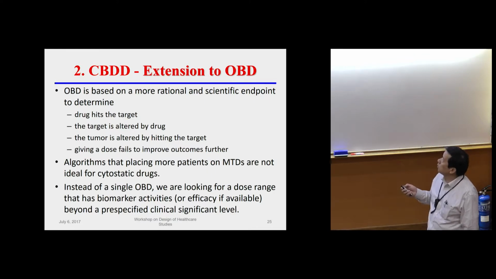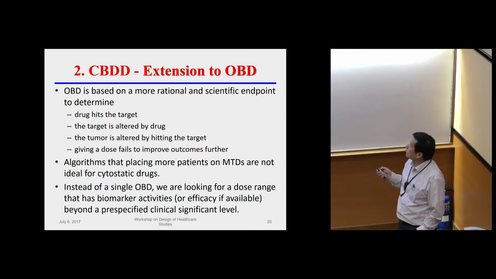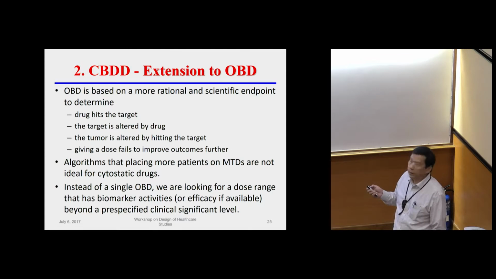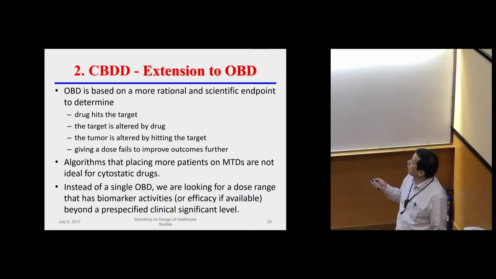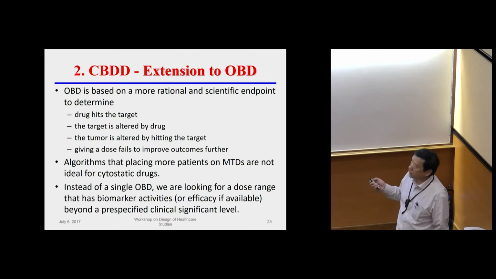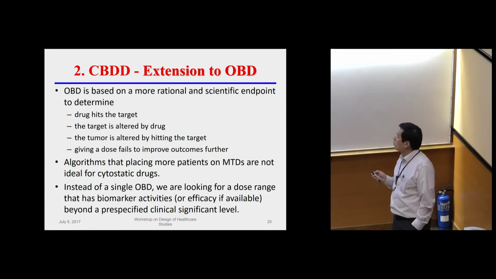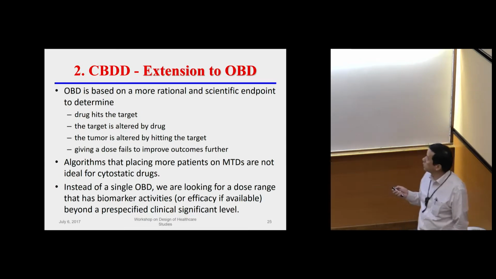doses. So people now get more and more interested in the optimal biological dose, and basically this is measured by some kind of marker, and the drug has to hit that target, and the target will be measured. The target has to be altered by the drug, and then you can monitor that alteration through the marker. And the tumor, of course, is altered by this target, and giving more dose does not change the improvement further. So this is basically the definition of optimal biological dose.